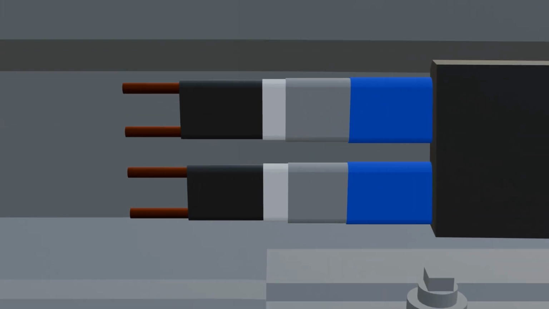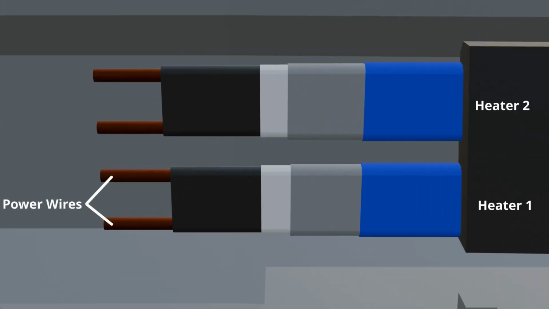The basic design is simple. Two parallel wires are separated by a semiconductive polymer. An electrical insulator is then placed over them. This is followed by a copper braid layer, which, among other things, helps in reducing the amount of electromagnetic interference produced by the heater. Finally, everything is wrapped inside an outer insulation layer for protection against the elements.